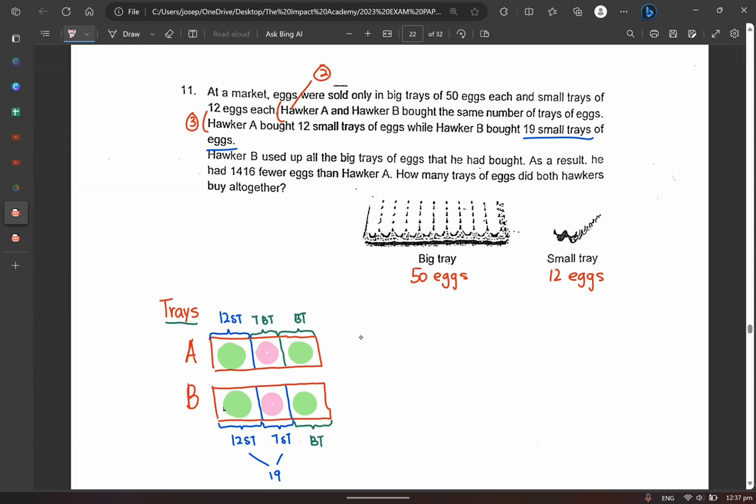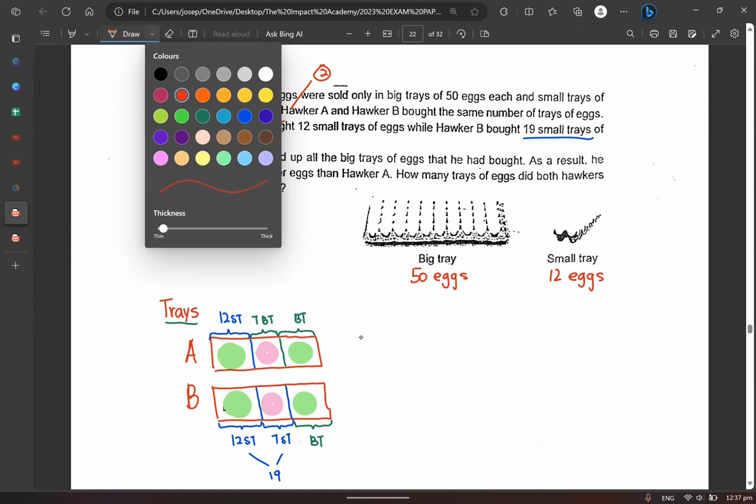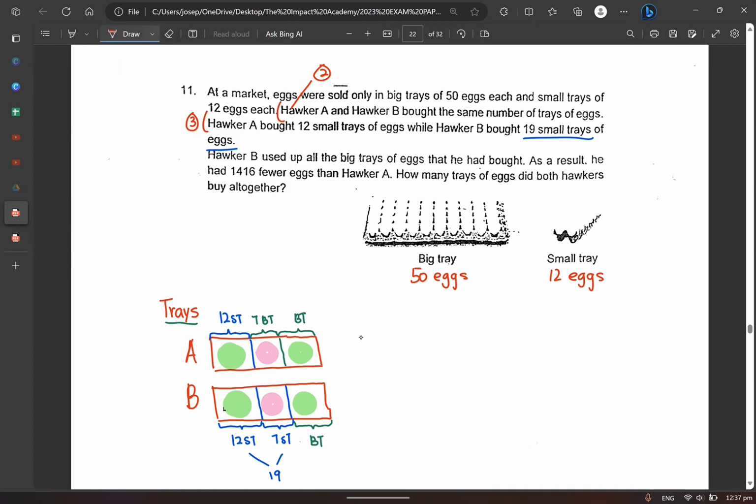Why is that so? Because you can see that this is 7 big trays. So what we can do is note down the number of eggs. Let's talk about the small trays first. For the small trays over here, it will be 12 times 12, which equals 144. So I'll just put 144 over here, and for this, it will also be 144. Let me just remove this 19. And for the 7 big trays, 7 times 50 gives me 350.